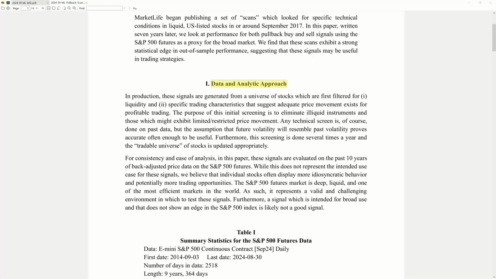And this is one of the questions we have for today, comes from the Discord, and this is a good question. I'm wondering about the claim that a signal which is intended for broad use and that does not show an edge in the S&P 500 index is likely not a good signal. He asks, why is that the case? It makes intuitive sense, and while I understand the overlap between broad use and the S&P, there's still a difference. There's still differences between individual stocks and the S&P as a whole.